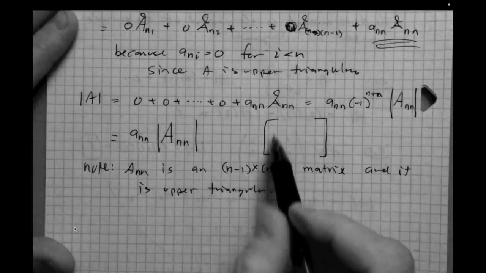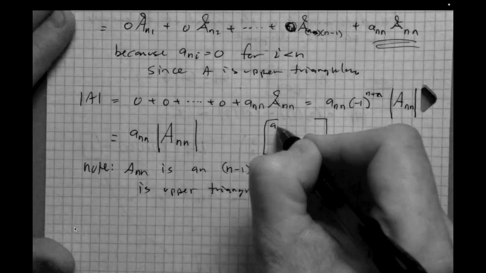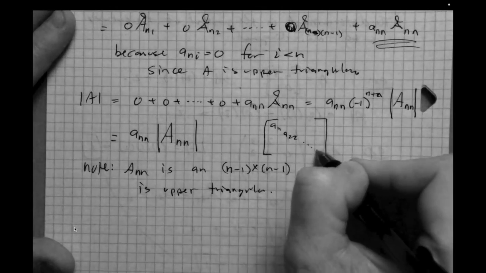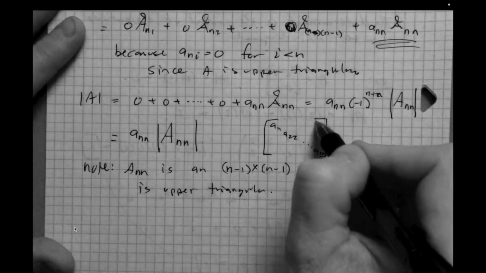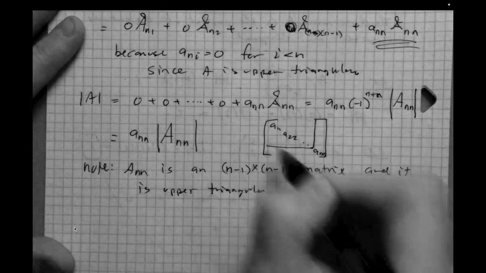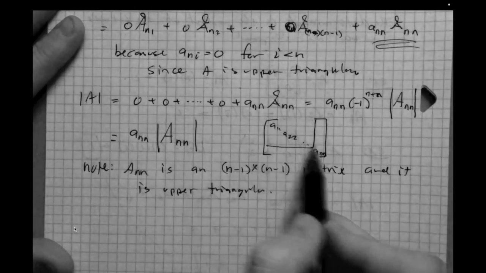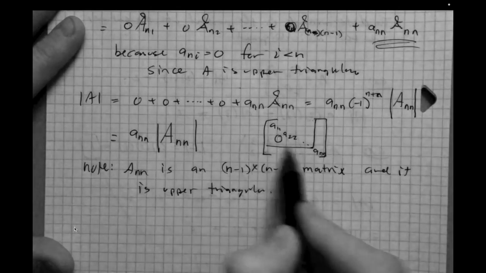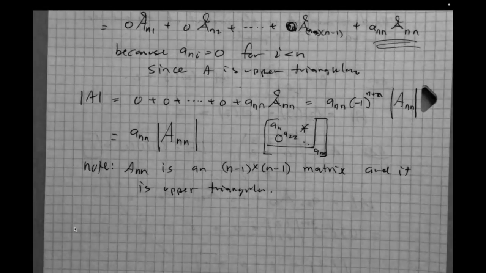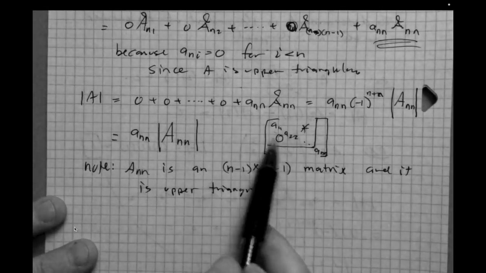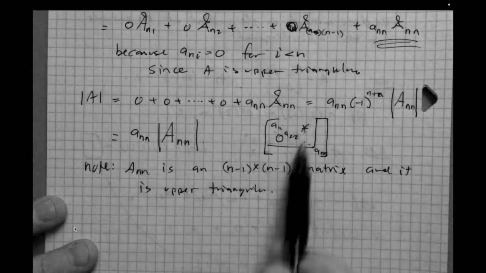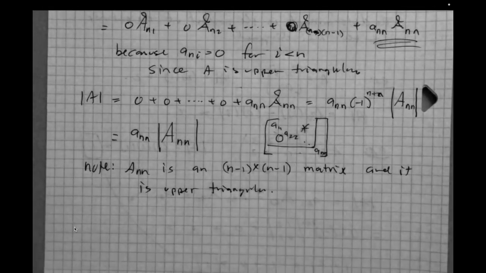All right, so here's your n minus 1 by n minus 1. So I've got A11, A22, all the way down to ANN. Now what I've done is I've cut out the nth row and the nth column, and so what I'm left with is this submatrix, which is itself upper triangular, right? Everything above the diagonal may be 0 or non-zero, but everything below the diagonal is 0. And so this n minus 1 by n minus 1 matrix is itself upper triangular. Okay.